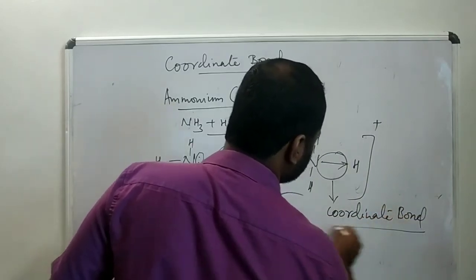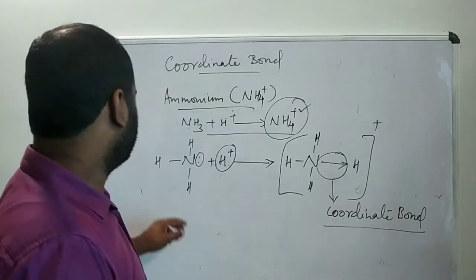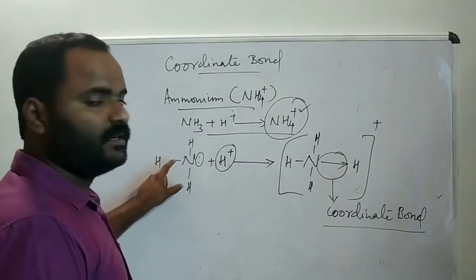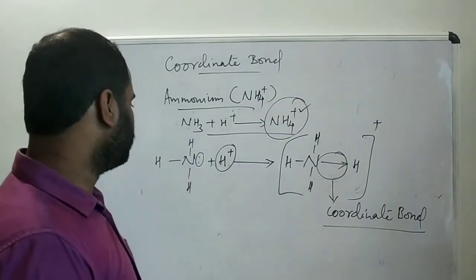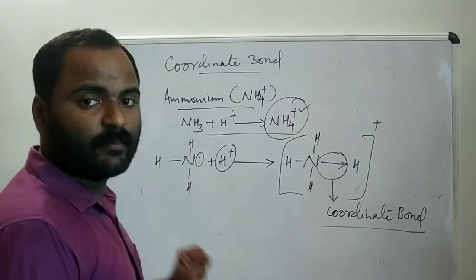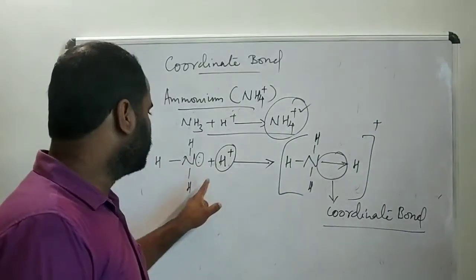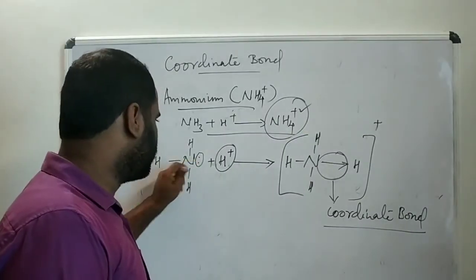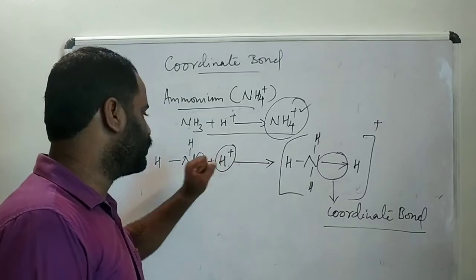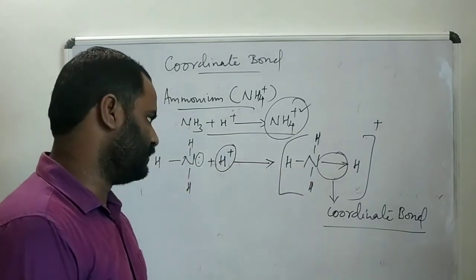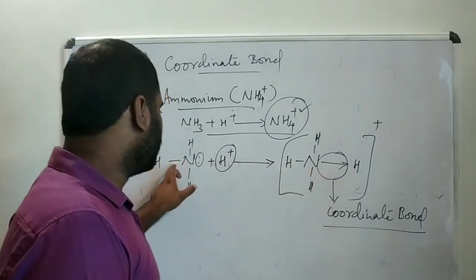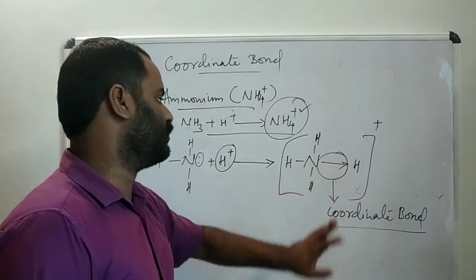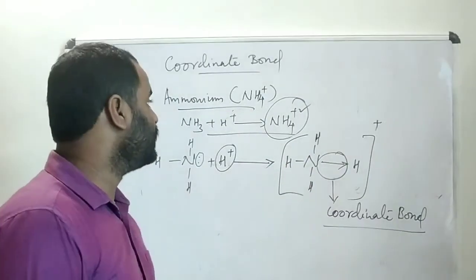So here NH3 plus H plus gives NH4 plus, and the nitrogen atom has a lone pair. This nitrogen has already completed its octet, and H plus is electron deficient. So this electron pair is donated between N and H plus, and a coordinate bond is formed. This is the donor and this is the acceptor, so the arrow points from N to H, because N is the donor and H is the acceptor.